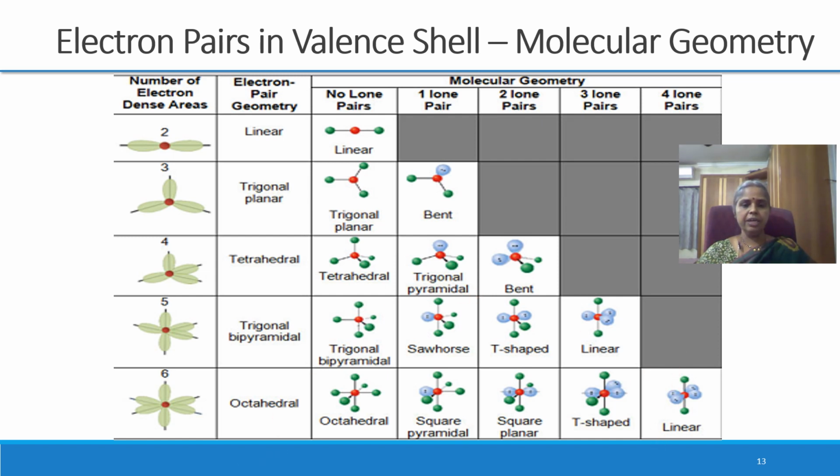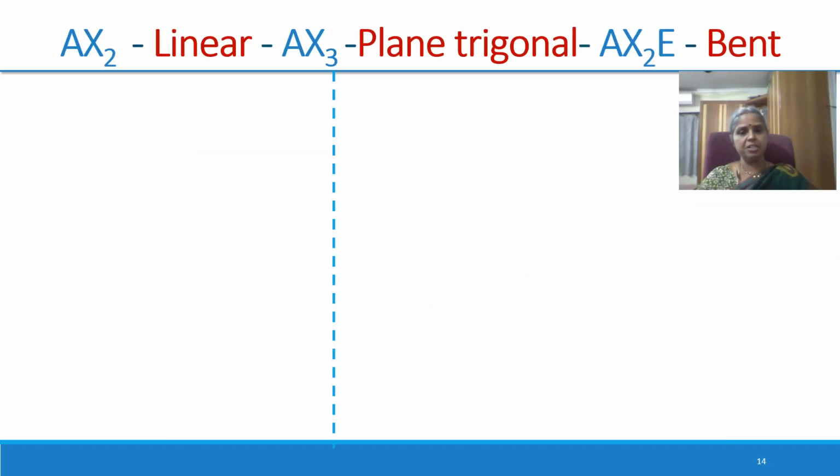Now you can see the presence of lone pairs is causing some change in molecular geometry. Later you will also realize bond angles are also distorted. Sometimes there are deviations in bond angles, and the molecular geometry is distorted.